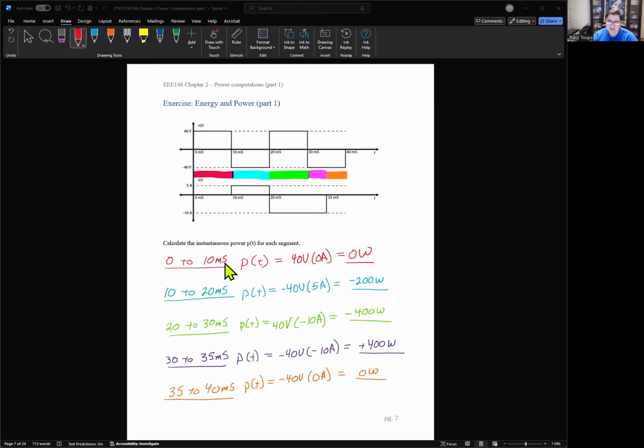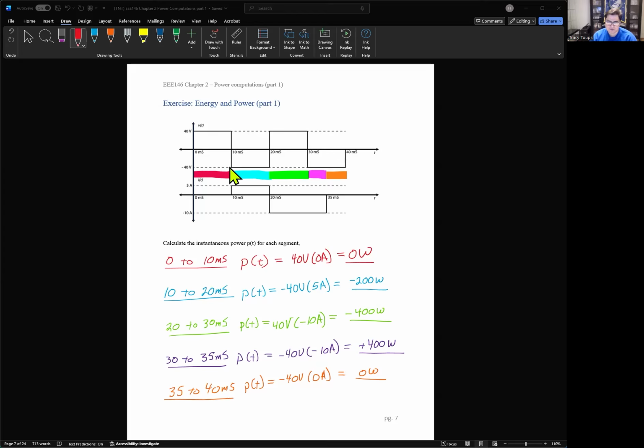From 0 to 10 milliseconds, instantaneous power is going to be equal to your voltage of 40 volts times your current of 0 amps. So we're actually at 0 watts. So nothing happens between 0 and 10 milliseconds. And at 10 milliseconds, our voltage switches over to negative 40 and our current turns on at 5 amps.